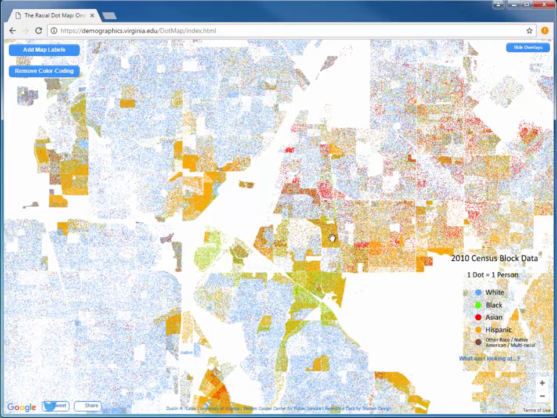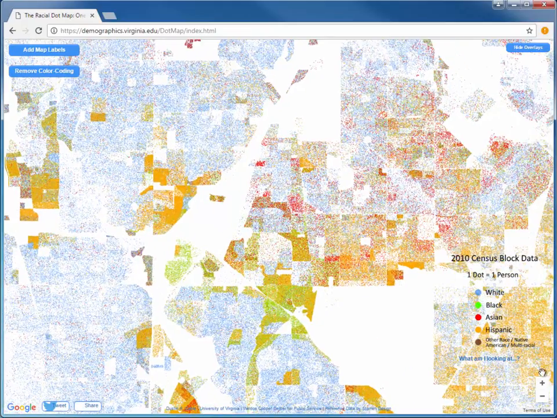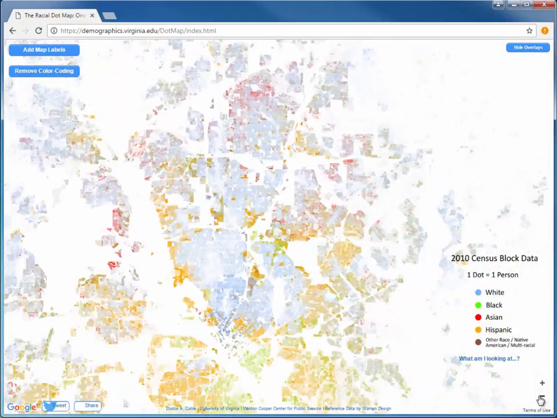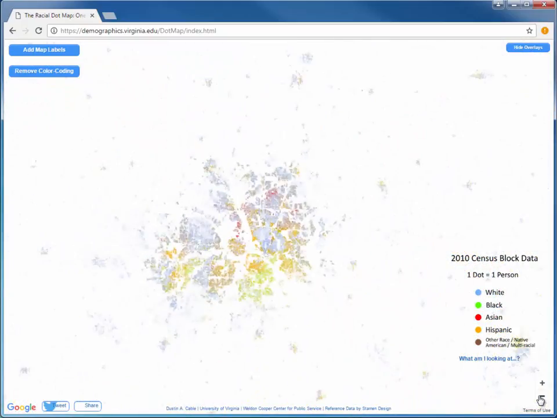Say, for example, when we focus in on a particular area and we get up close, we see that there's all kinds of folks from different backgrounds that may live in particular neighborhoods. And so we get a little bit different picture depending on what scale of the map we're looking at. So as we back out, we see a little bit different picture, a little bit different pattern.